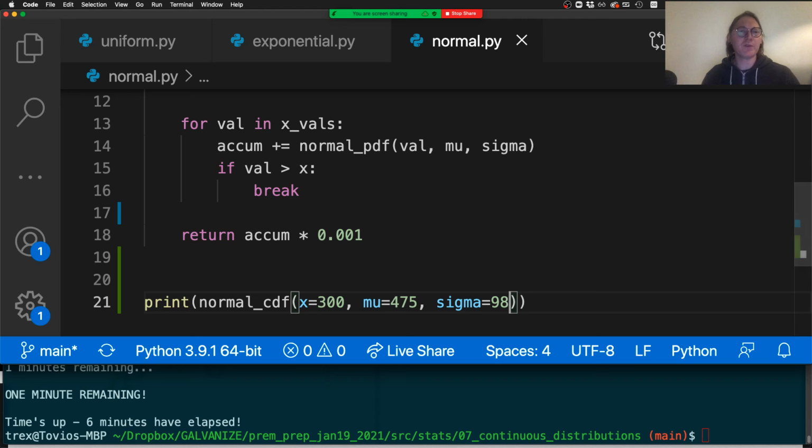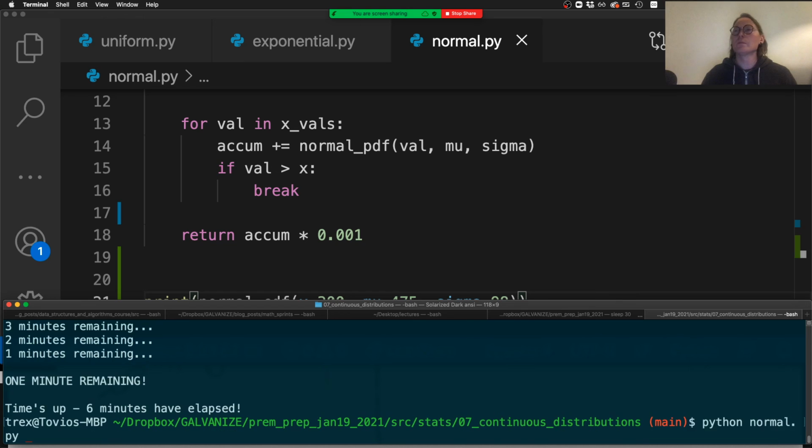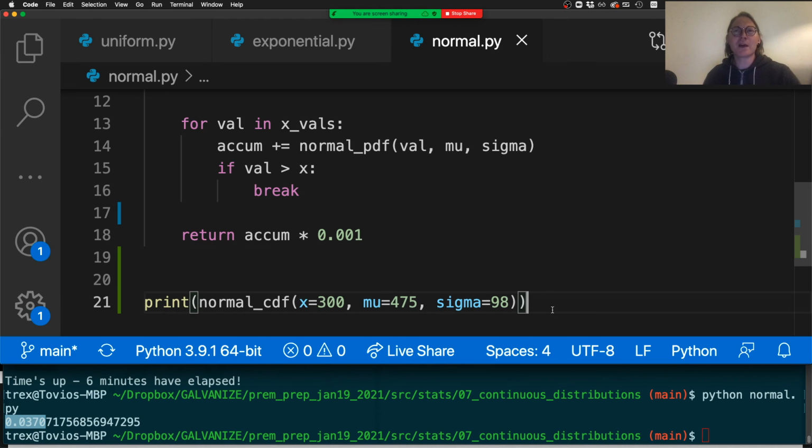So what did we see before? Let me look that up really fast. The probability we saw from the table was 0.0367. So what do we get here? We get 0.371 approximately. So there is a difference there, and there's a reason for this difference.